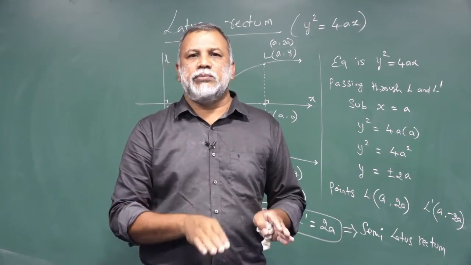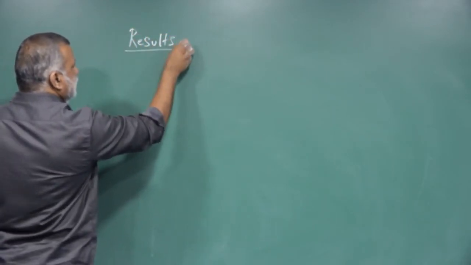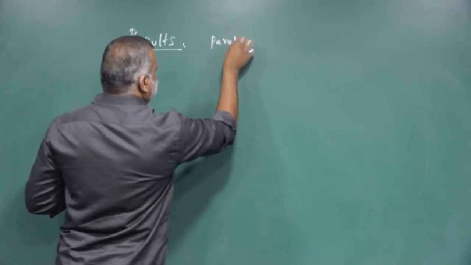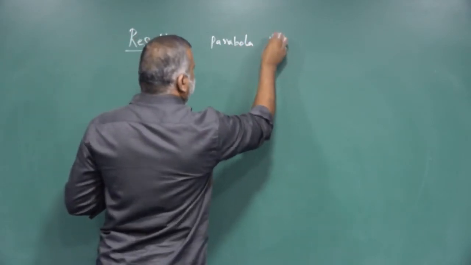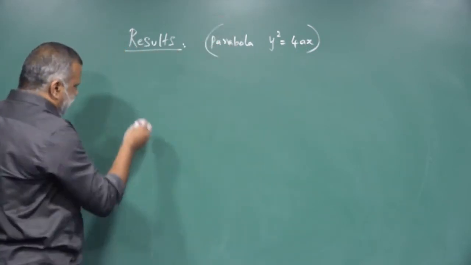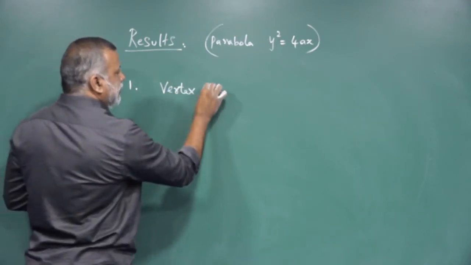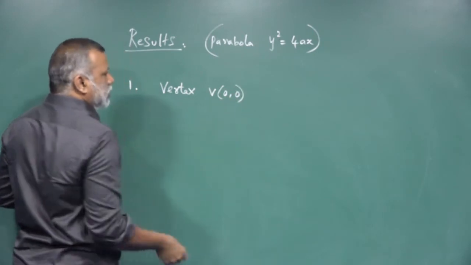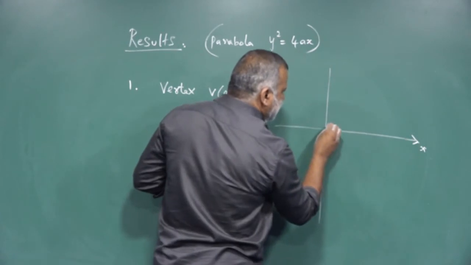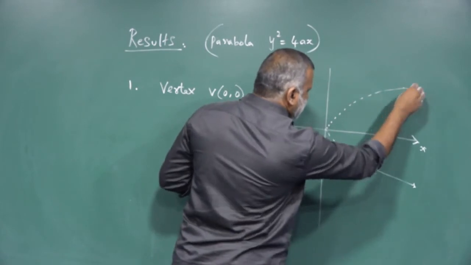We are going to work out some problems. So far we discussed the results regarding the parabola, results related to the parabola y squared equal to 4ax. What are the standard results we have discussed so far? Number 1 is the vertex, denoted by (0, 0). With the help of this diagram, we can analyze everything. This is the parabolic diagram.